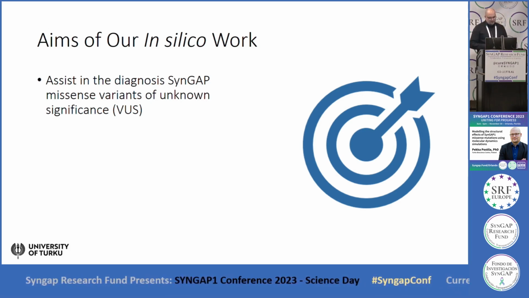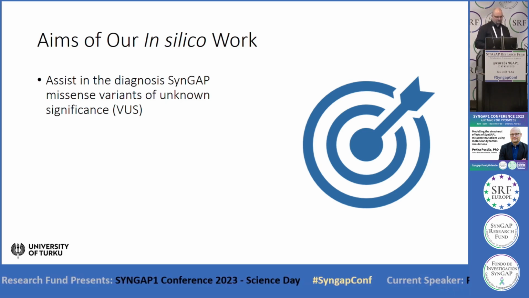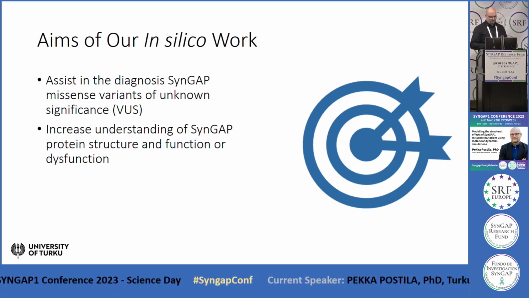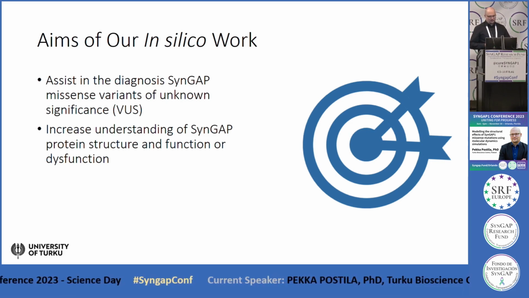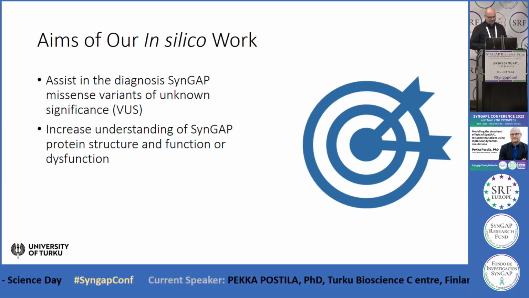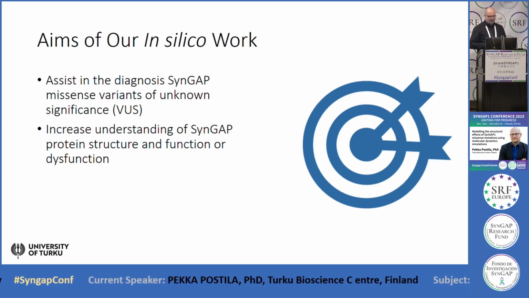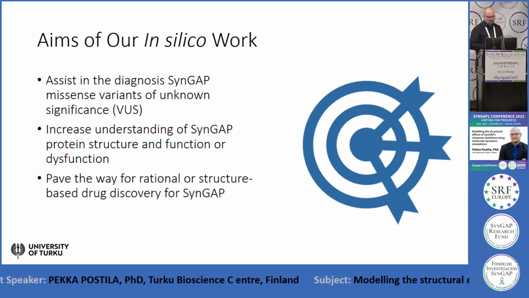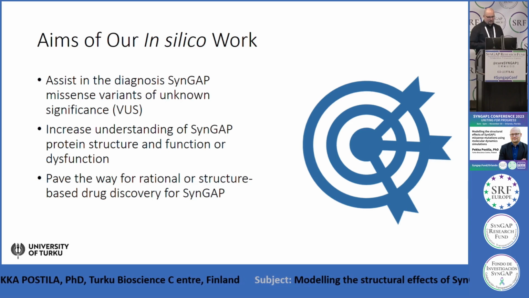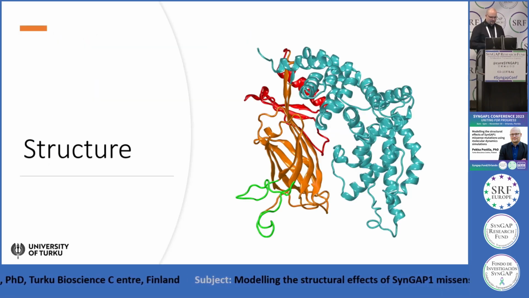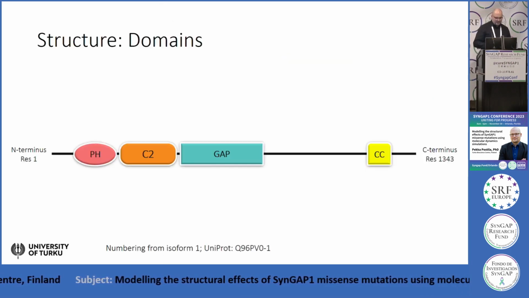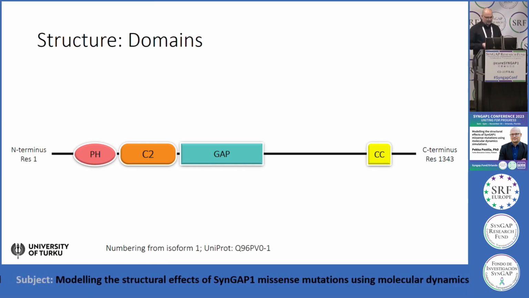Firstly, a few words about the aims of the work. The primary aim, at least in what I'm talking about in this talk, is to assist in the diagnosis of these missense variants of unknown significance. At the same time, when we're looking at the SYNGAP1 protein structure, we want to see some connection between function and dysfunction, and increase the understanding of that. And finally, we would like to participate in structure-based drug discovery for SYNGAP.